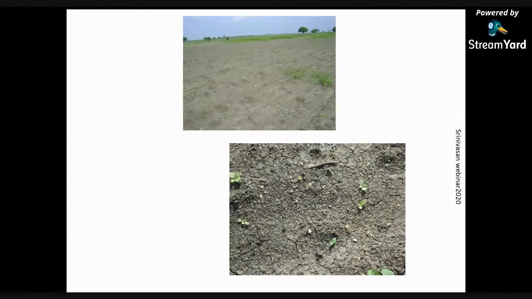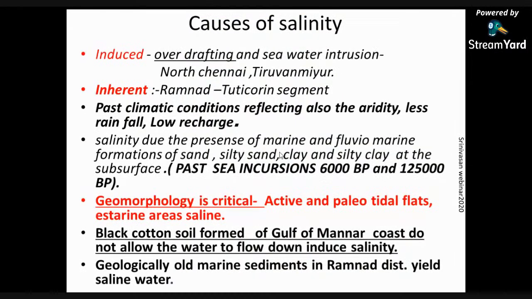You see here, kindly see the picture, a black cotton soil and a marine clay where gypsum and other calcrete nodules are all clayey. Where only cotton is grown. We cannot have much irrigation and all that. If you drill also, you won't get much water. So, causes of salinity, some are induced.